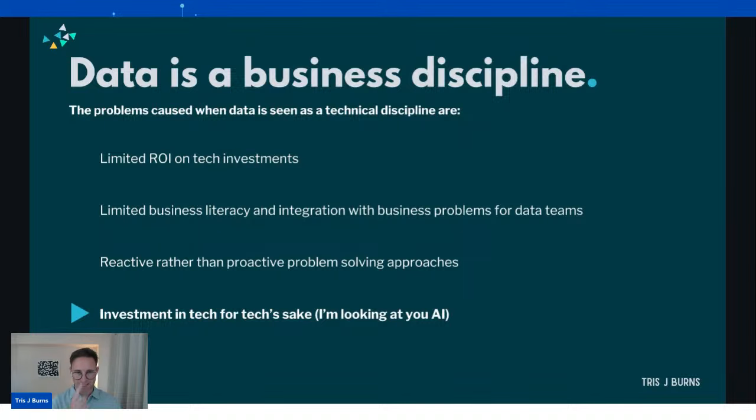And I'm looking at you, AI, when I say that. I'm all for AI. I love it. I think it's great. But a lot of companies are all on the AI FOMO train right now. And they're thinking, oh, let's invest in AI because it's cool, not because it has a strategic relevance to what we're doing.